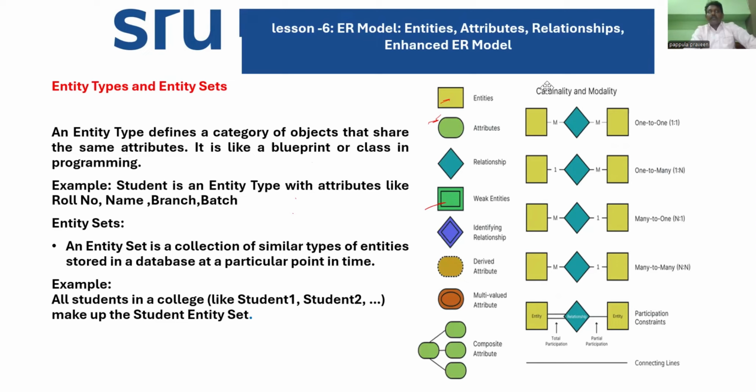Now cardinality and modality. Okay, many to many relationship, one to one relationship, one to many relationship, and many to one relationship. These are all the relationships from one entity to another entity. M is represented as many, and one is represented as single. So now this is the simple example for entity types and entity sets.